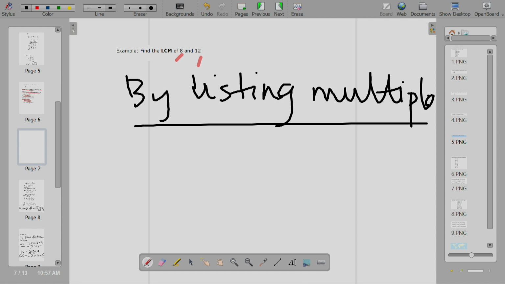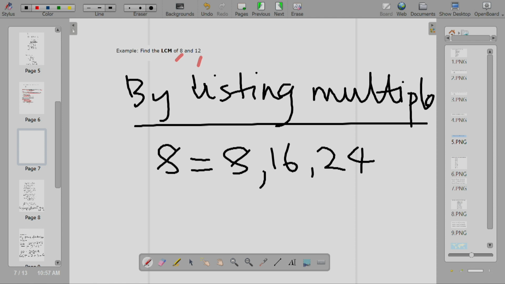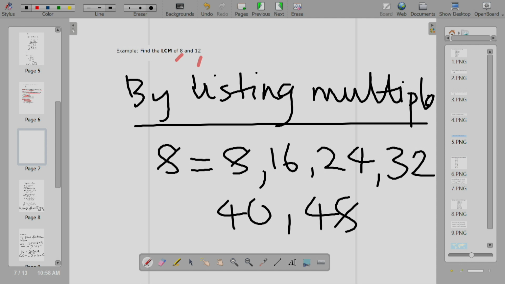We are given number 8, so the multiples of 8 are 8, 16, 24, 32, no, it's 40, 48, 56, and continue.